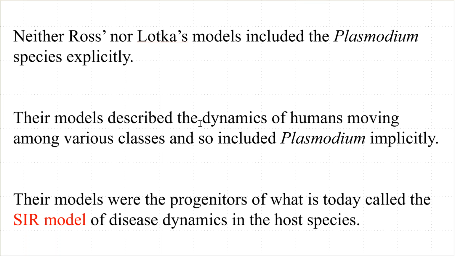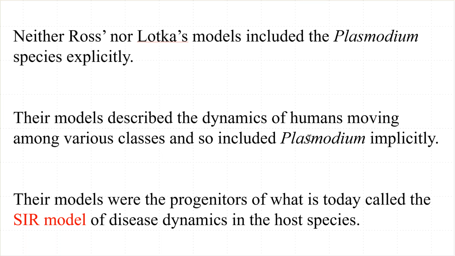So when we think about the models that you're going to talk about in this class, we're usually talking about a model that describes the change in abundance of a species over time. Does the species increase in abundance? Does it decrease in abundance, or does it stay constant in abundance over time? The equations, the models you're going to talk about in this class describe the dynamics of those processes and the changes in the abundances of those species. But the models that Ross and Lotka used did not include explicit equations to describe how Plasmodium abundances change.